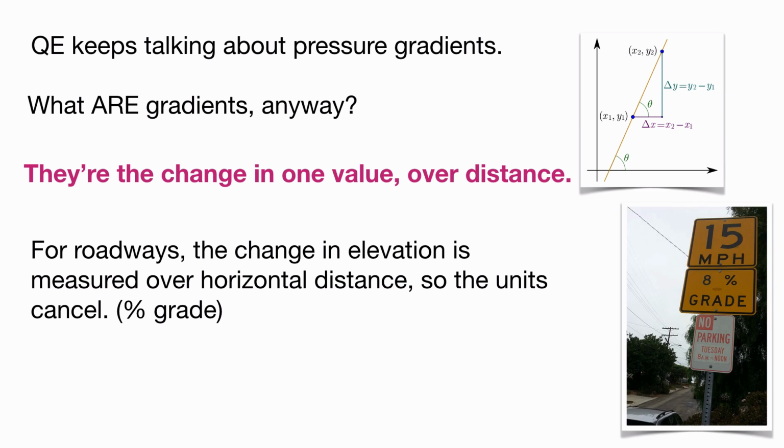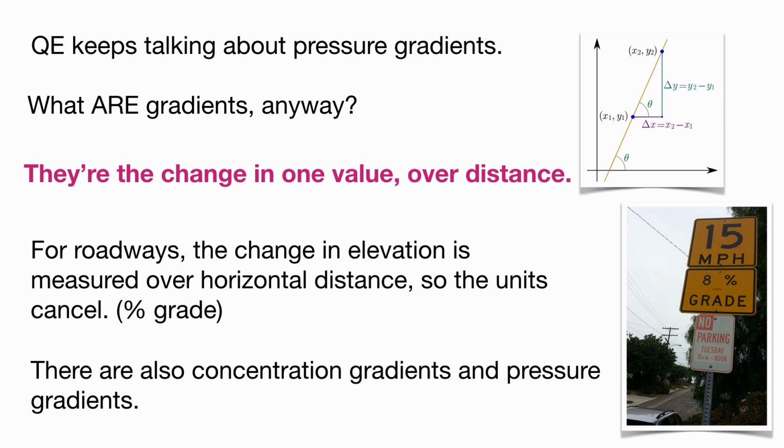So in roadways, the change in elevation is measured over the change in horizontal distance. You can measure them both in feet, in yards, or in meters, so the units cancel out, which leaves you with what they usually use, percent grade. A 100% grade would be a 45-degree angle, because you'd be rising 1 for a run of 1. So there's percent grade for roadways.